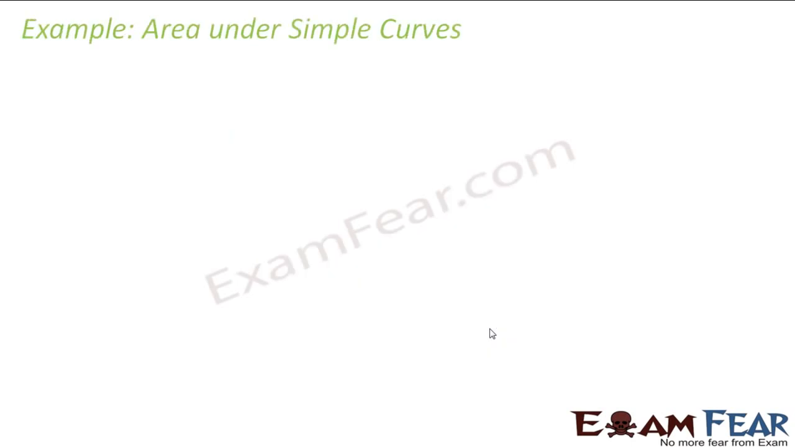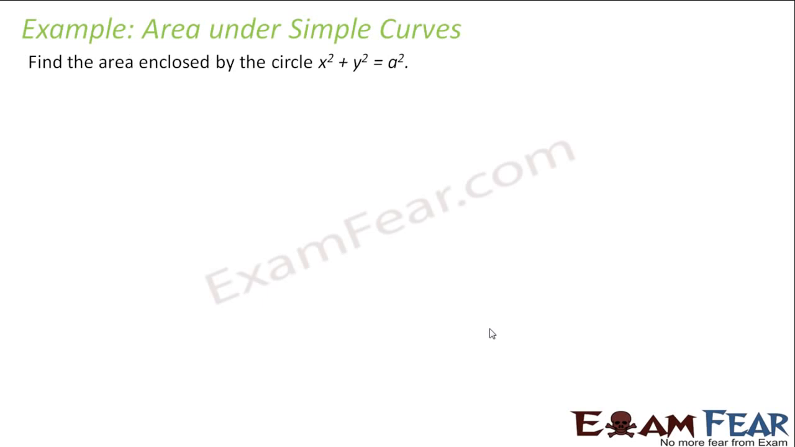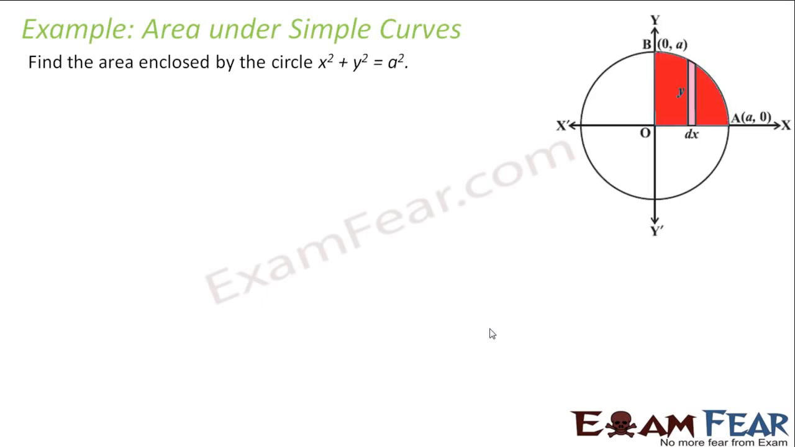Now let's see the examples to understand the concept which we have learned now. The first example is going to find the area enclosed by a circle, x square plus y square is equal to a square. So this is my circle with center (0, 0) and radius a. So I have drawn this circle. I have to find the area enclosed by this. There is the whole area, not the one in the pink, the whole area, right?